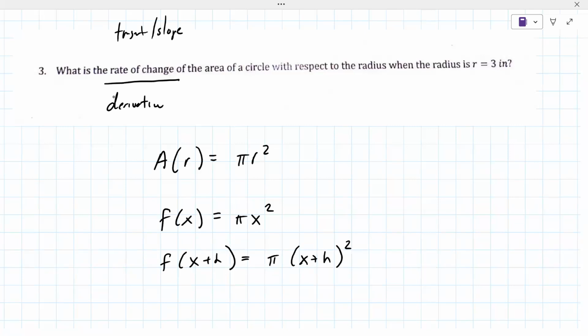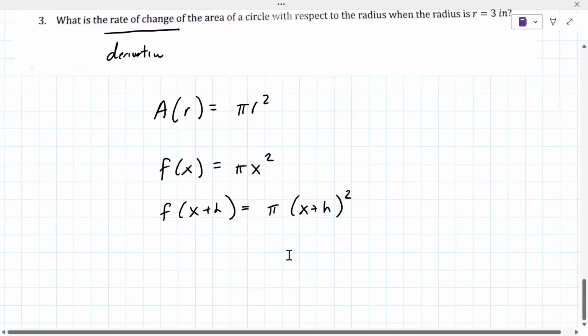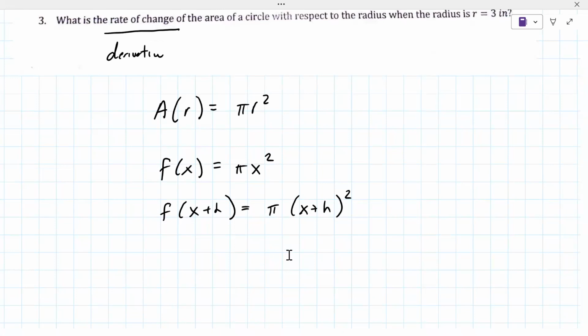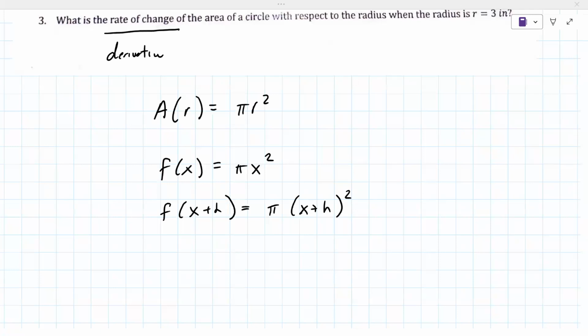Will you expand this for me and tell me what this becomes when you multiply everything by pi and expand it, please? Okay, one sec. Would it be 2 pi x squared plus 2 pi hx plus, wait, plus pi h squared?